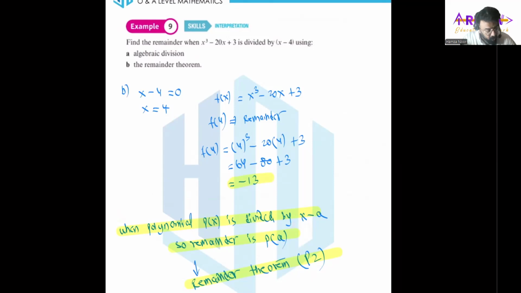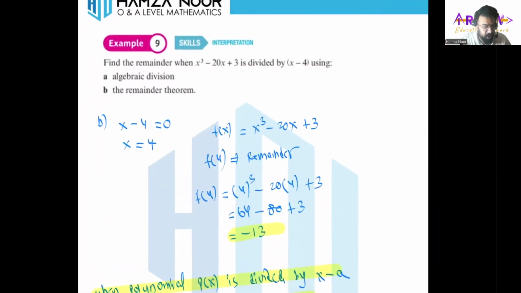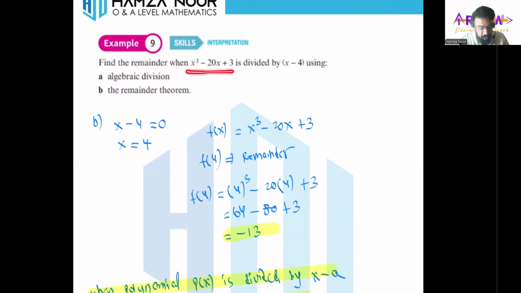All right. So here I have mentioned the concept just for the sake of formality, and here I've solved this part B. When this polynomial is divided by x minus 4, x minus 4 is equal to 0, so therefore x equals 4 will be the input of the polynomial. Let's say the polynomial is f(x) or g(x) or h(x) or p(x), whatever you want to call it. Let's say the f(x) polynomial is x cube minus 20x plus 3. So x equals 4 will become the input of the polynomial.